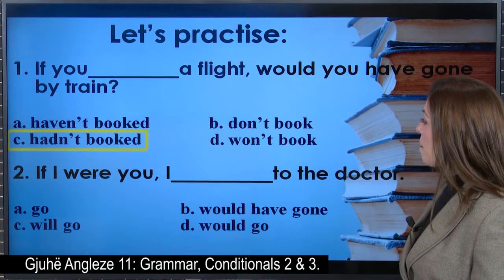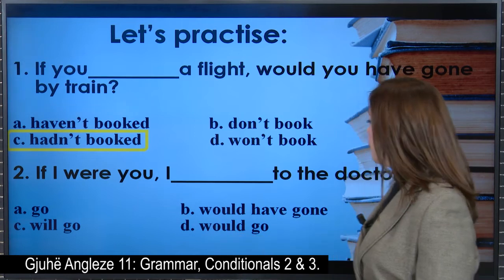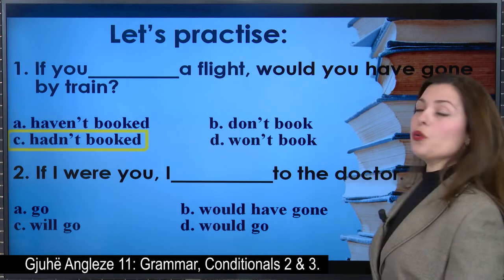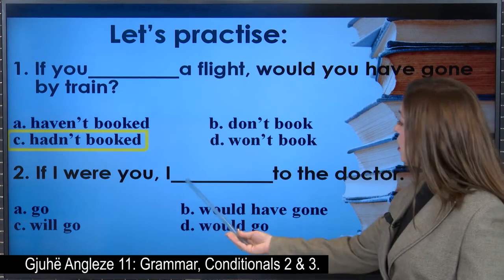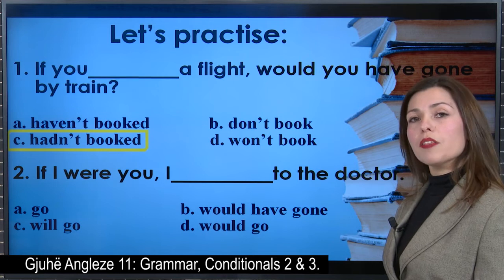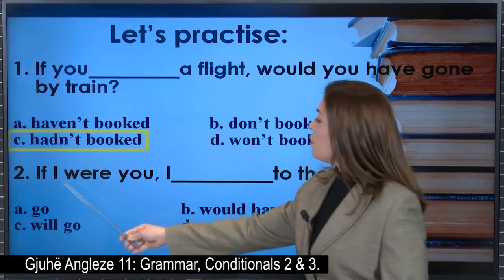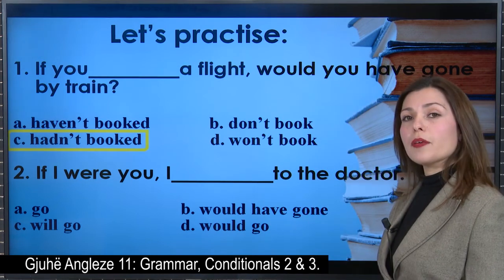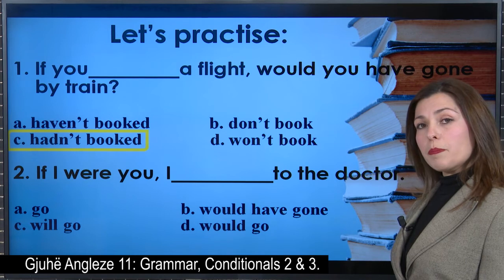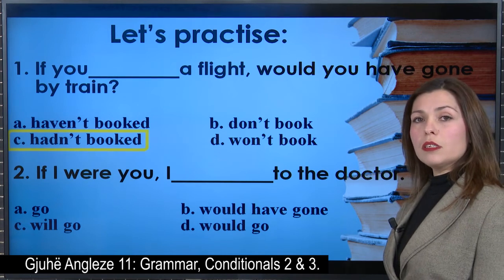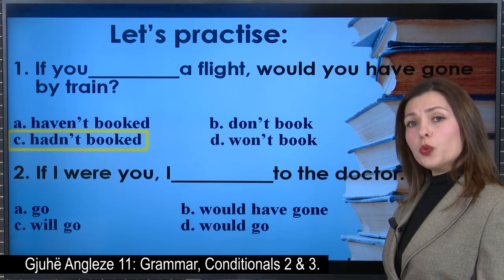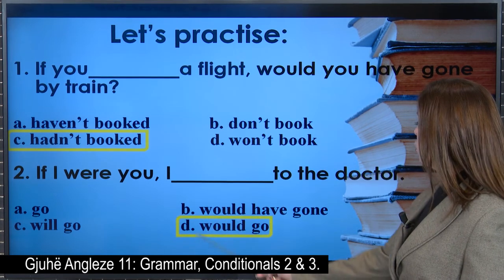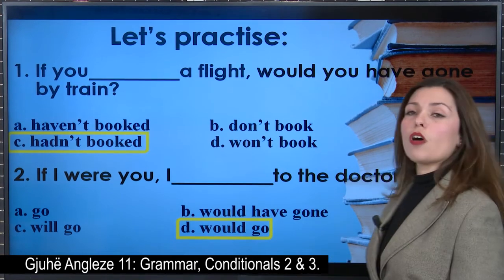Number 2. If I were you, I, the verb is go that you need to use, to the doctor. Here we have got, as we can see, the second conditional. If plus past simple. So, what did we say? If plus past simple, one part of the sentence, and the other part of the sentence, would plus bare infinitive. So, I would go to the doctor.